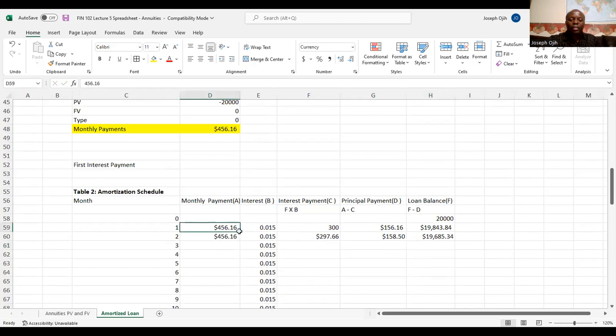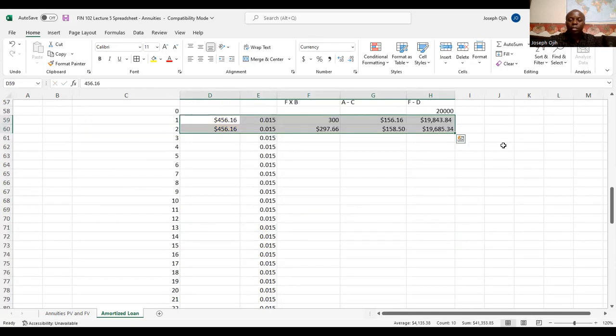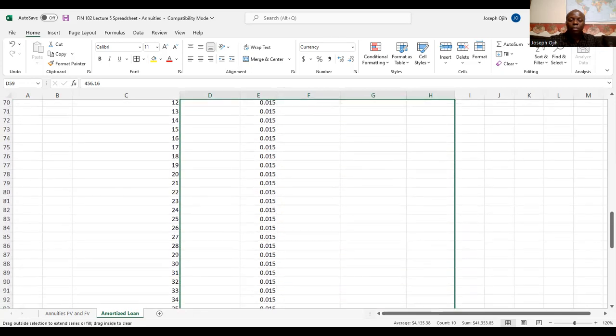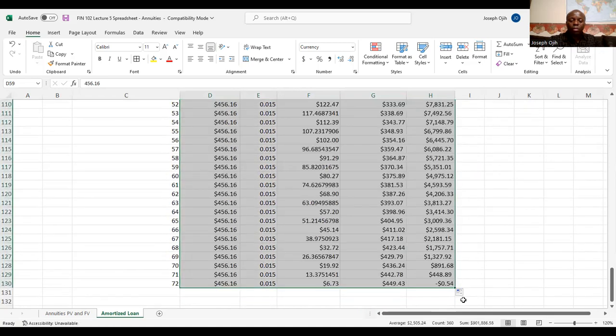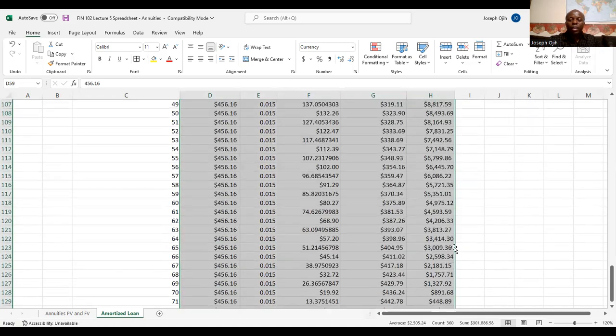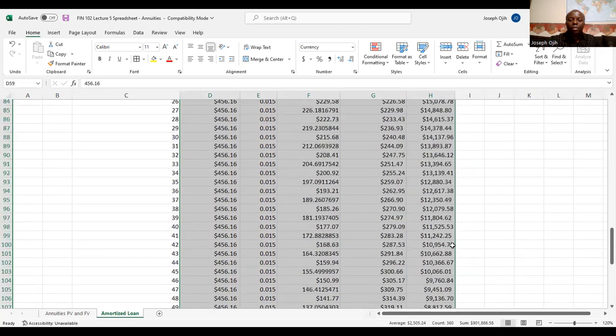All you have to do is highlight this and then drag copy. You see this? If you look at the cross, it's thick. When you bring it here, it becomes a thin cross. You can click, hold, and drag it down all the way to the 72 months. See? It will calculate everything, every payment.